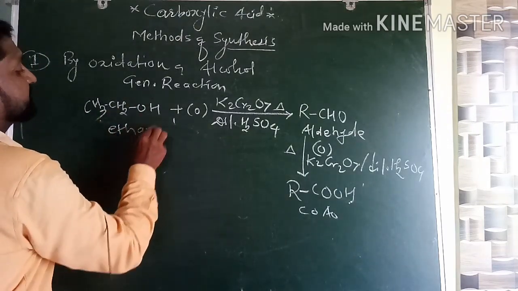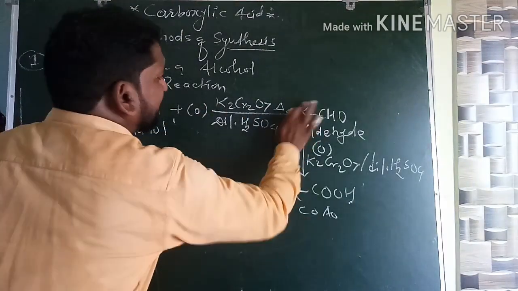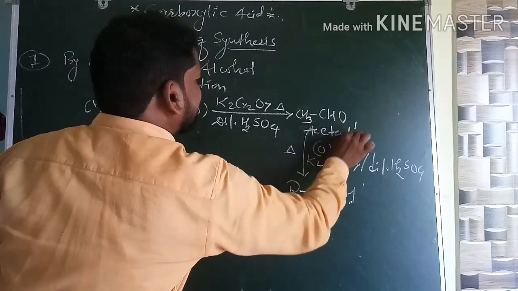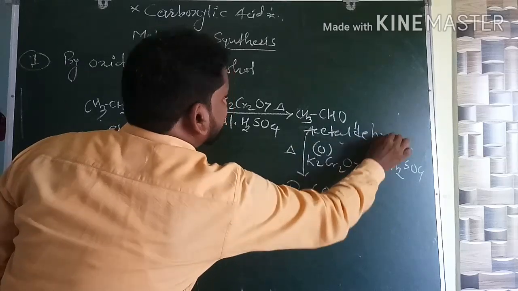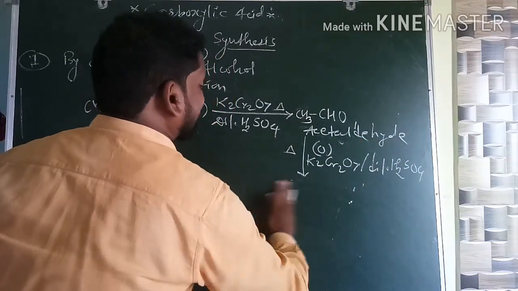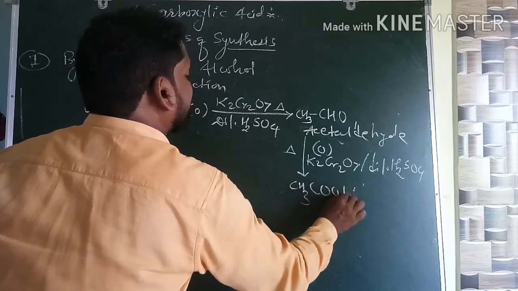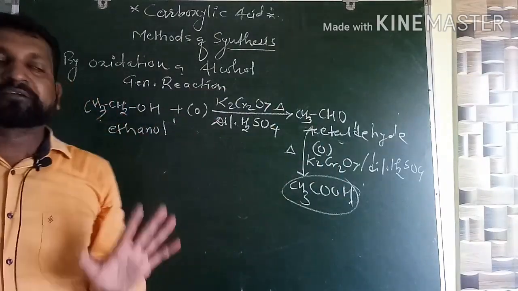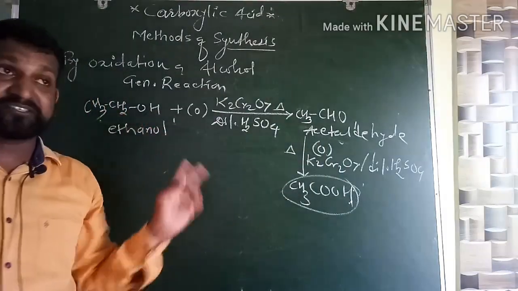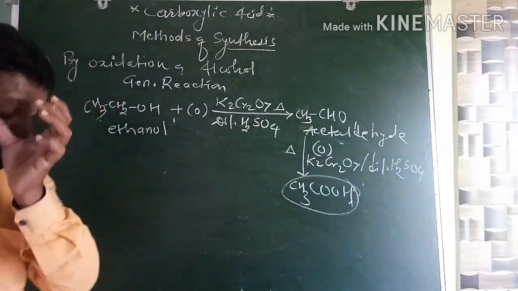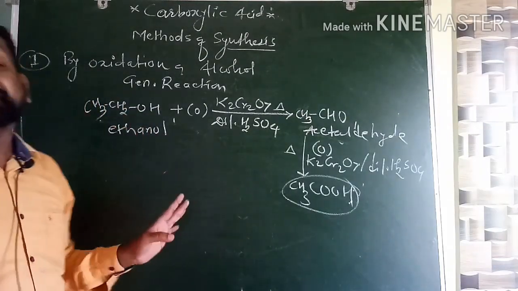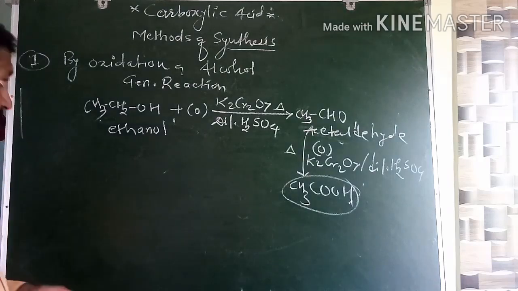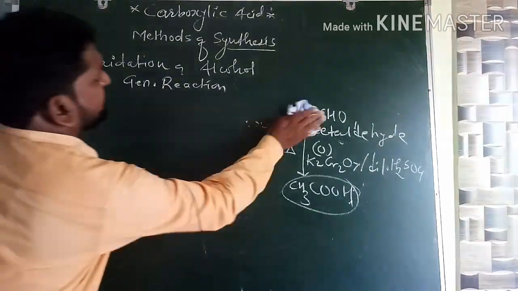Ethyl alcohol. Exactly. The corresponding aldehyde is CH3CHO. What is the name? Acetaldehyde. The corresponding carboxylic acid is CH3COOH. You know very well the name of this compound, we have just seen it. Everything is corresponding, so in this reaction, especially in the case of primary alcohols, the number of carbons will not be changed. In this way we can prepare this.